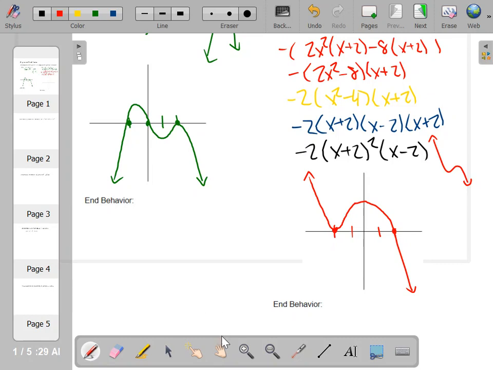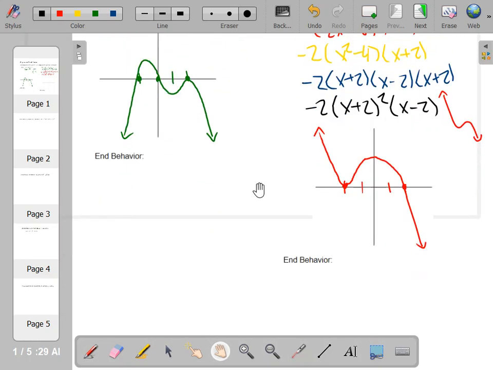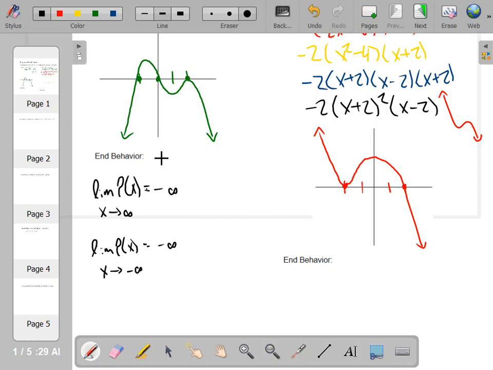Now let's talk about the end behavior. To describe these end behaviors, you need to use limit notation. Limit notation has to look exactly like this. You cannot in any way change this. We're going to say the limit of the function p of x as x approaches infinity, which means as you go to the right, what does the function do? It goes down, so it goes to negative infinity. The limit of p of x as x goes to negative infinity, so as it goes to the left, y is also going down, so it is also negative infinity.